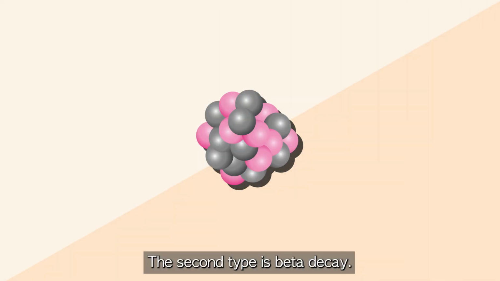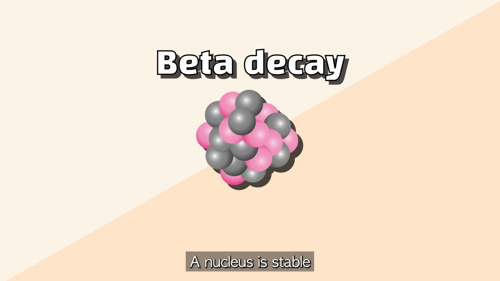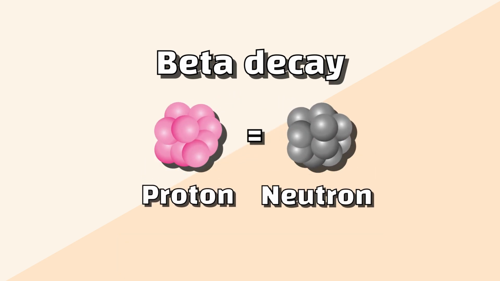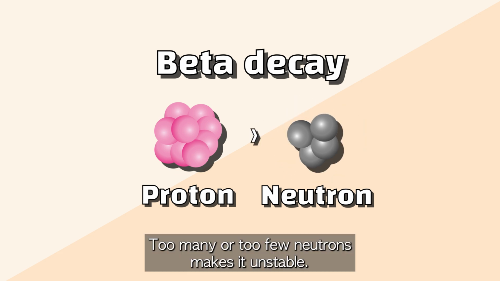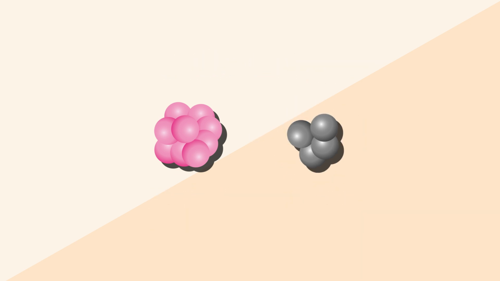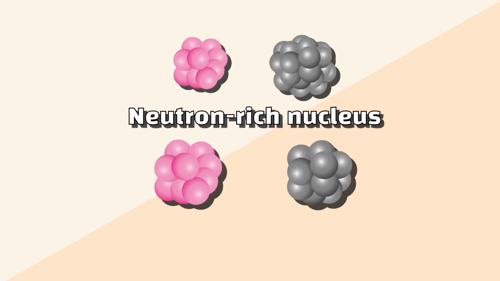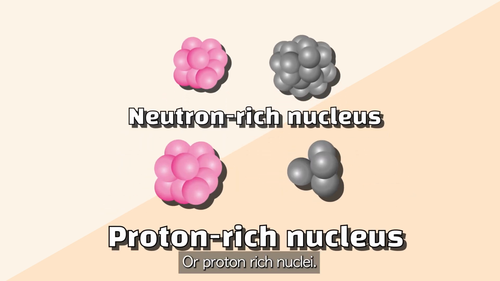The second type is beta decay. A nucleus is stable when it has the right balance of protons and neutrons. Too many or too few neutrons makes it unstable. We classify these as either neutron-rich or proton-rich nuclei.